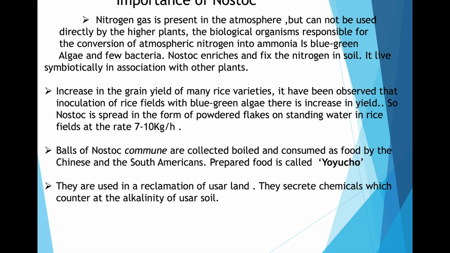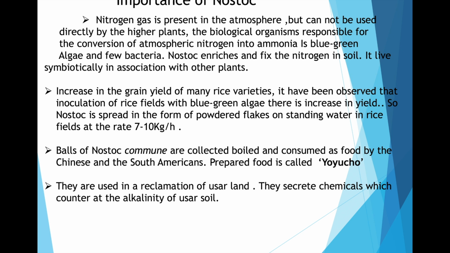Secondly, we can see an increase in grain yield of many rice varieties, as it has been observed that inoculation of rice fields with blue-green algae increases the yield. So Nostoc is spread in the form of powdered flakes on the standing water in the rice field at the rate of 7 to 10 kgs per hectare. So it enhances nitrogen fixation and the yield of rice is more in that case.